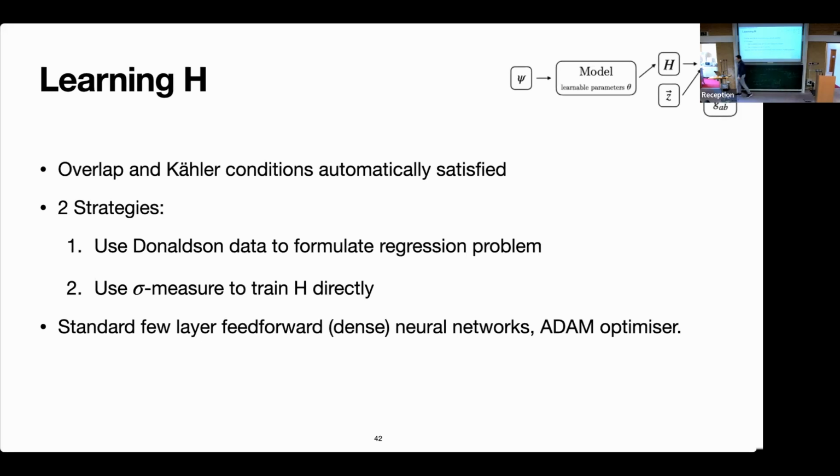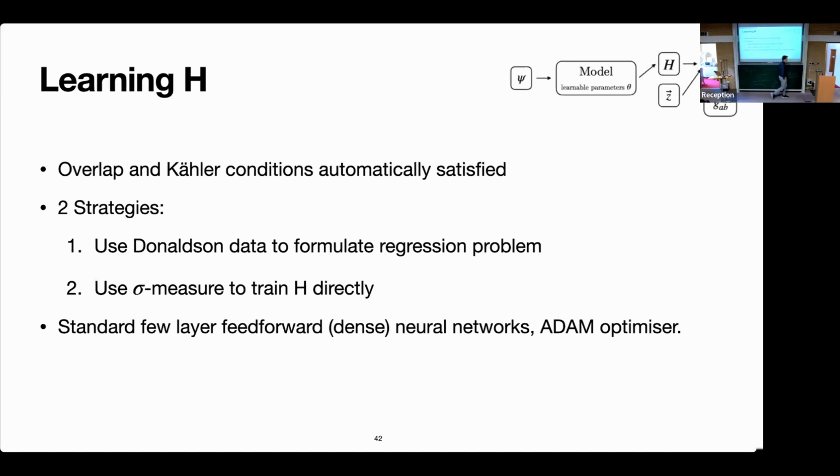Now you can again solve this in various ways. You could run this in a supervised way by running this other old algorithm by Donaldson, and set it up as a supervised problem. But again, what we can also do is use this in an unsupervised way, in this variational way of doing things, to train H directly.